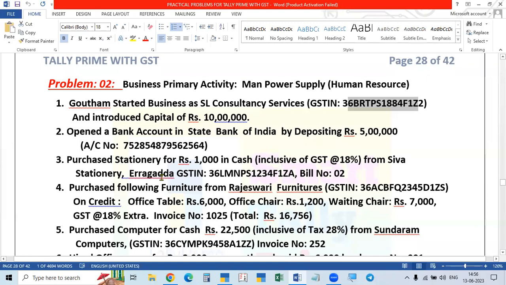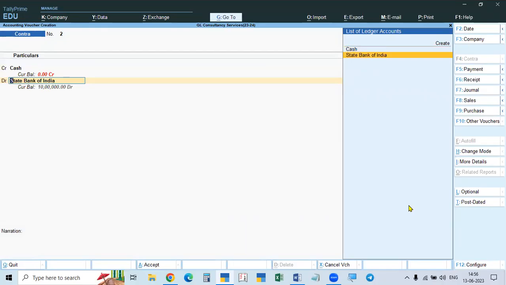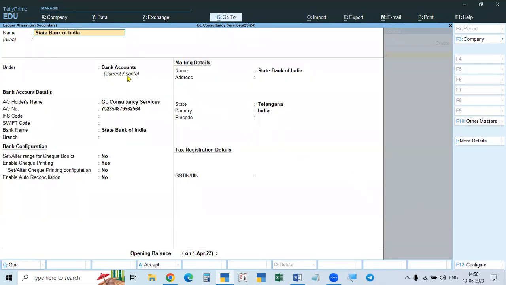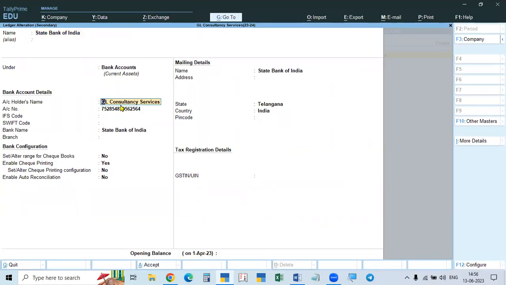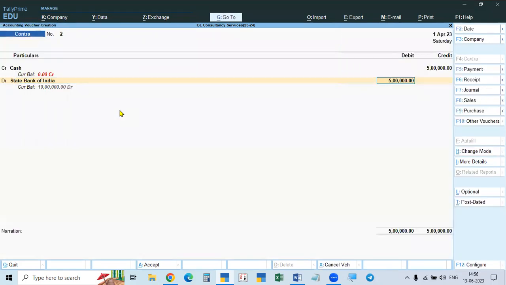And where are you depositing the money? You're depositing in the bank account, so you have to create the bank account. See here, if you press Ctrl+Enter, it will show. The bank account comes under the Bank Accounts group. The name will show here, and the account number is given here. Select that and paste it here, and the account number and all other details will be available. Save this. So okay, 5 lakhs.